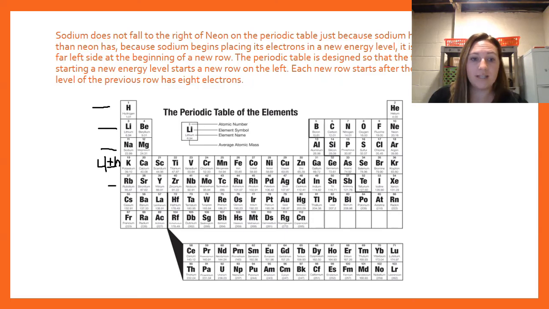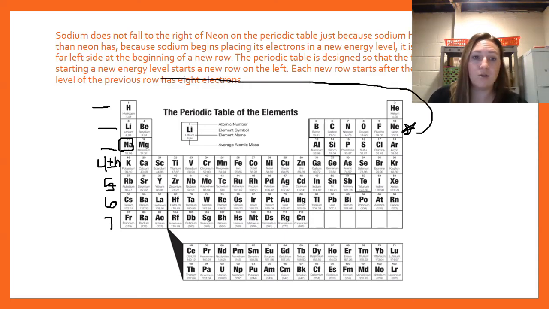So moving your way down, this one is going to have 5, 6, 7, right? They may not all be filled, all their sections, but they're going to have that many energy levels. So sodium doesn't fall right beside neon. Here's neon right here. Even though it's number 10 and sodium is number 11, right here, this is our sodium. They're not side by side because sodium pushes into that 3rd energy level. And that's why it's moved way over here.